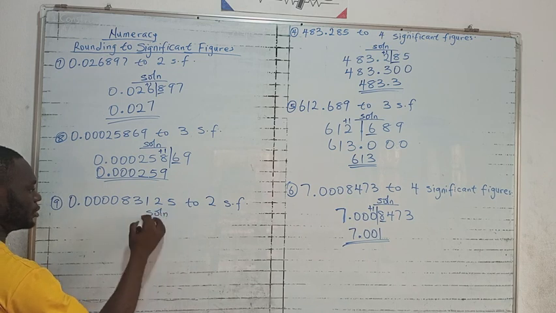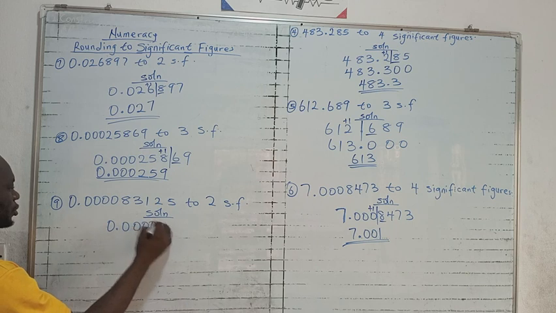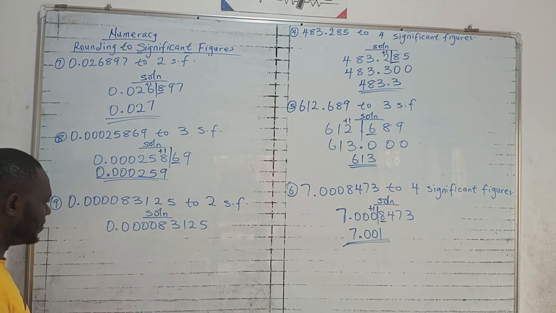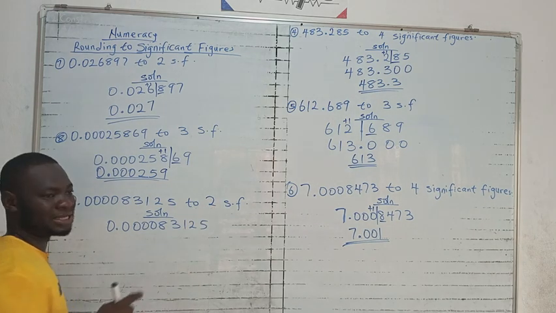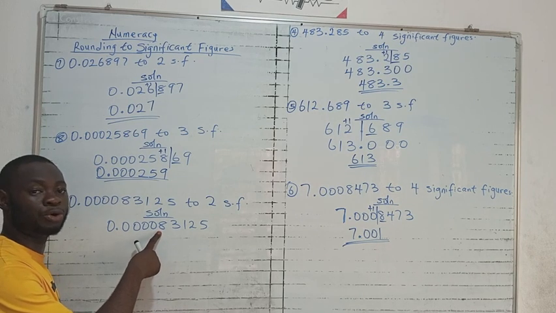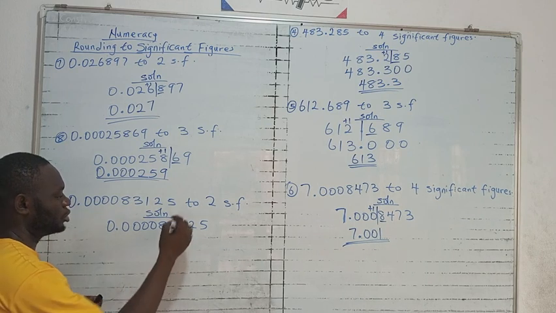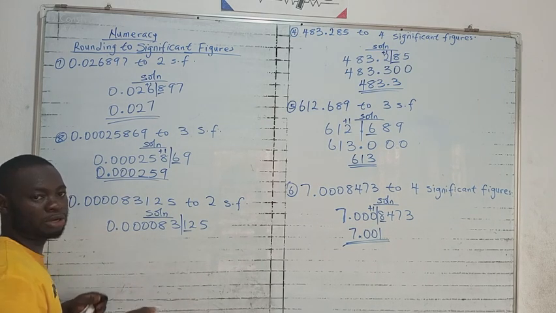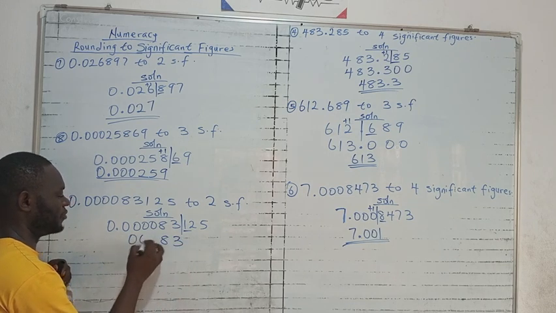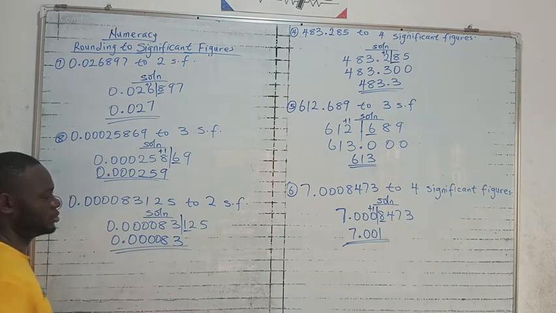Solution. To 2 significant figures, we have 0.000083125. Remember, our counting starts from the first non-zero digit, which is 8 in this case. So we count 1, 2, put our slash, we consider 1. Group A, Group B, Group A. So here becomes 3, 8. We have our 4 zeros, our decimal point, and our 0. And this becomes the answer.